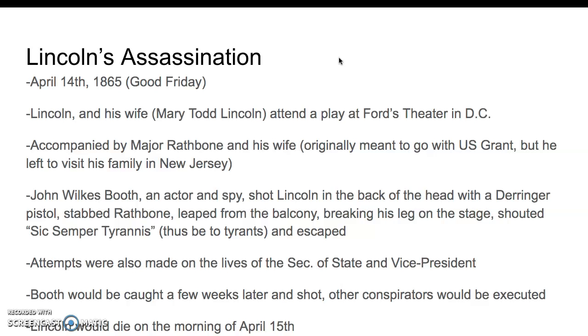John Wilkes Booth, an actor and a spy for the Confederacy, shot Lincoln in the back of the head with a Derringer pistol, stabbed Rathbone, leapt from the balcony, breaking his leg on the stage, shouted "Sic Semper Tyrannis, thus be to tyrants," and escaped.